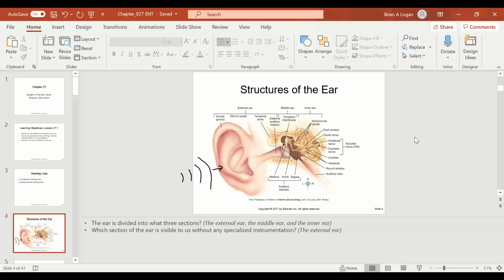So let's jump into the anatomy of the ear. The ear itself is separated into three sections. You have what you see on the outside, that's your external ear, and the external ear goes all the way up to the tympanic membrane. So it goes all the way down the ear canal. The outside of the ear that we see is called the pinna, or the auricle, or even just the external ear.